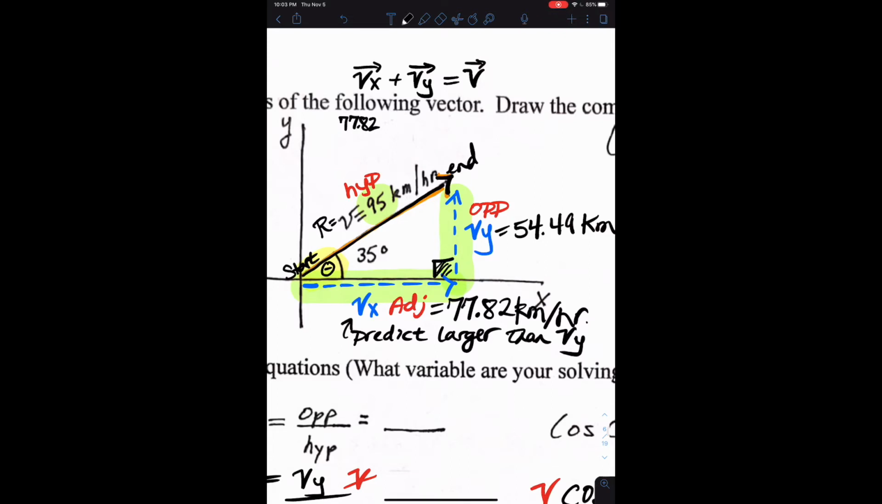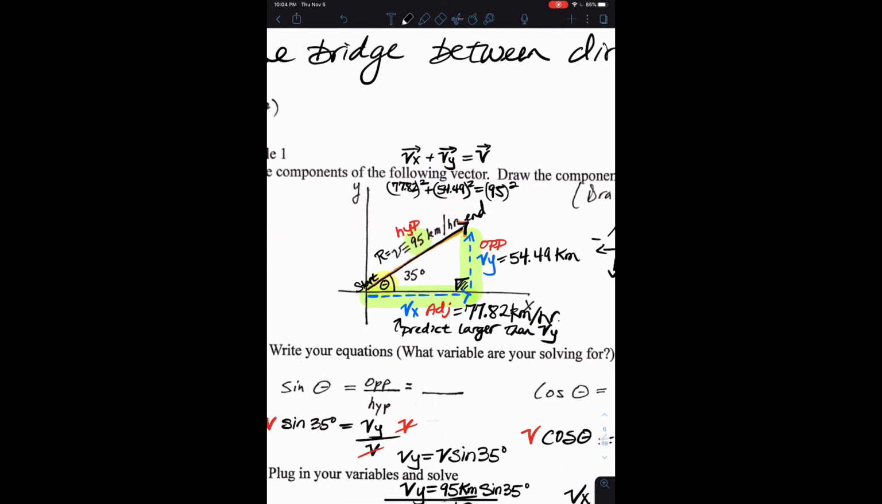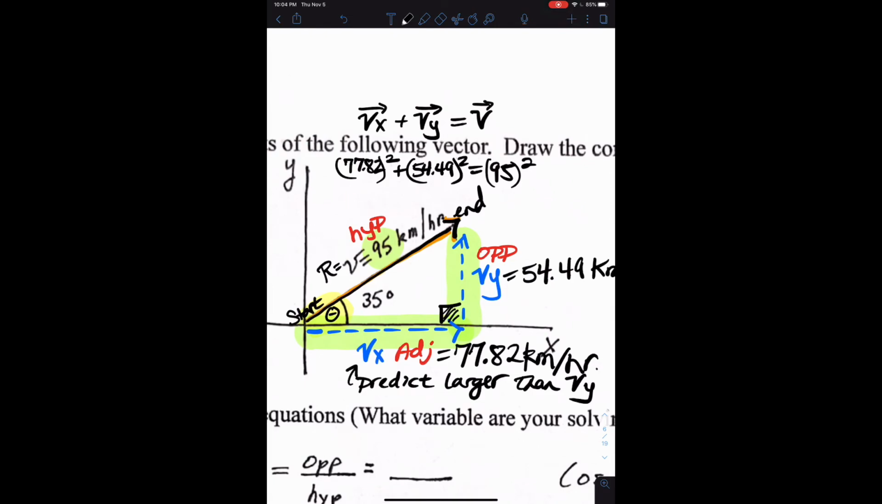77.82 squared plus 54.49 squared is equal to 95 squared. That is true. All right, so you can see Pythagorean theorem coming up again here, and how these vectors are related. Really, the last few days, what we've been working on this week, it's all culminating now in resolving this vector into its parts.